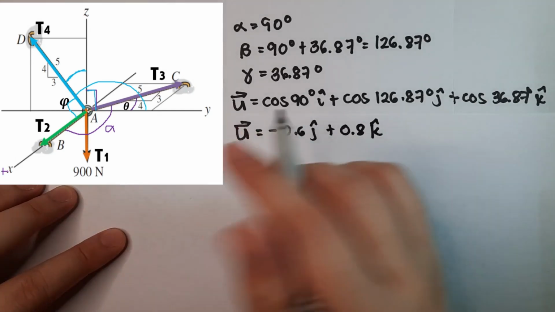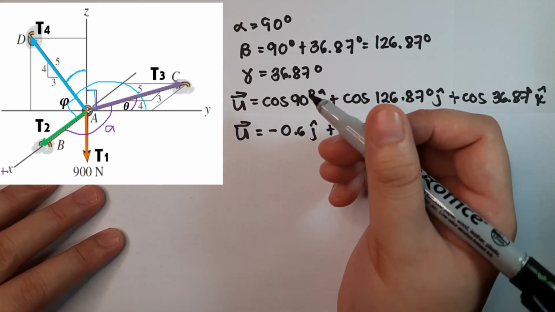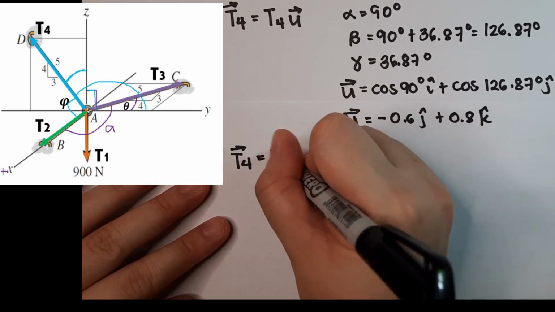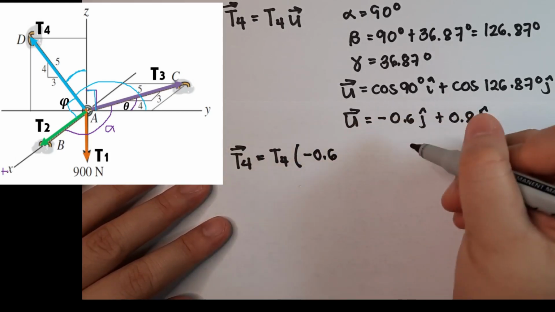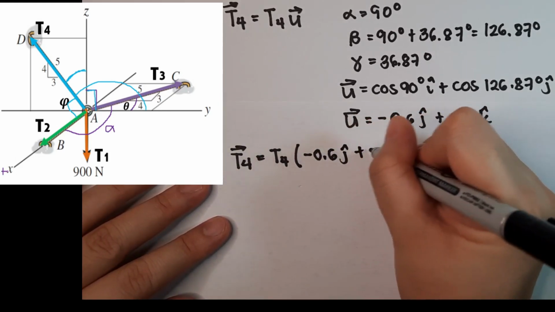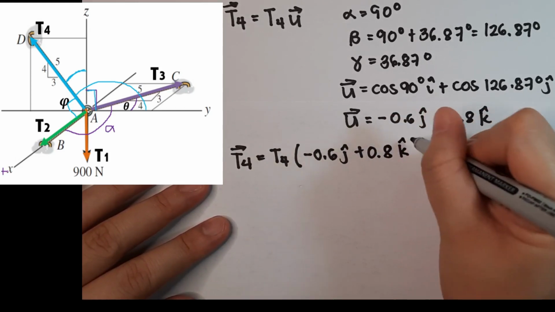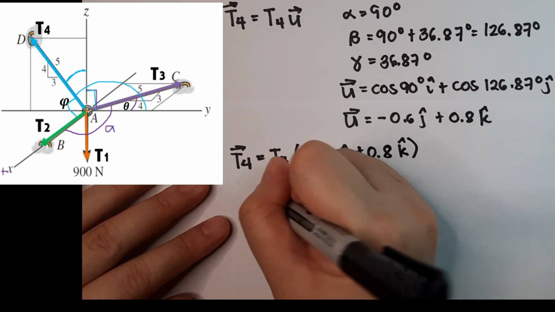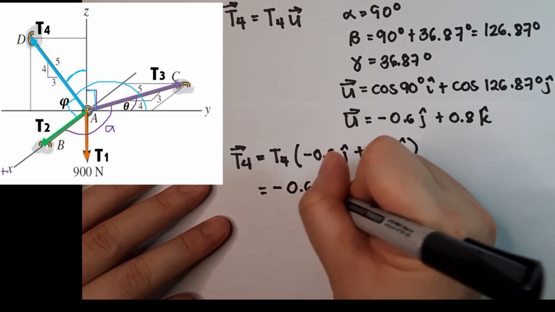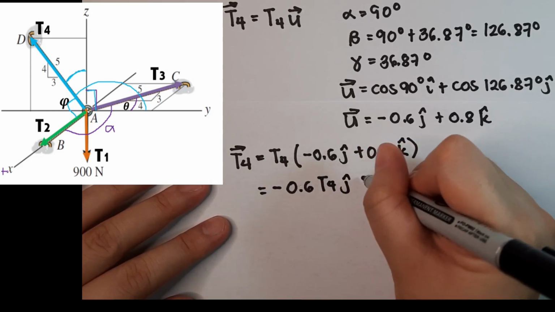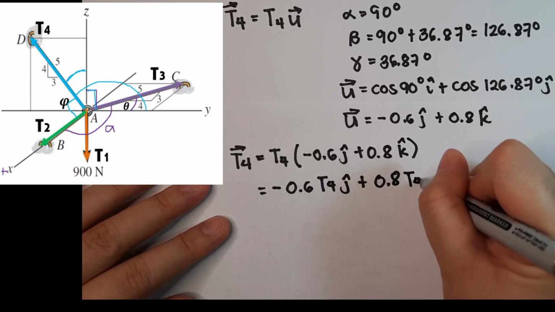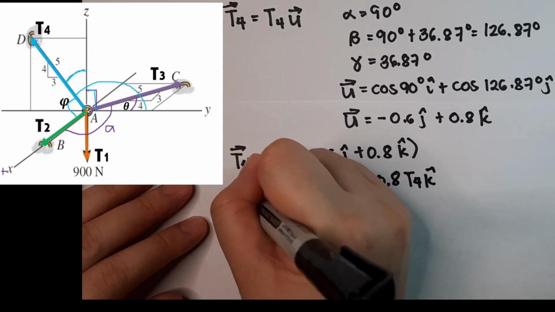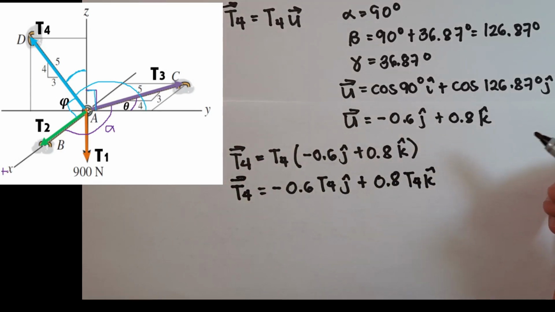Let's now substitute it to T4. The force vector T4 is equal to T4, its magnitude, times the unit vector negative 0.6 j hat plus 0.8 k hat. Let's distribute that, so that will be negative 0.6 T4 j hat plus 0.8 T4 k hat. So this is now our force vector for T4.